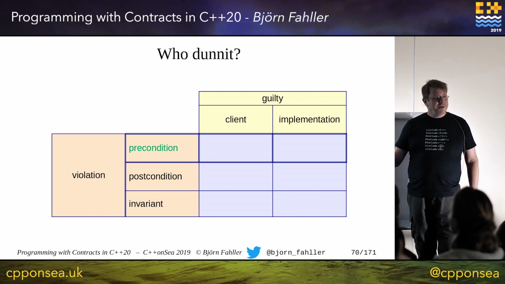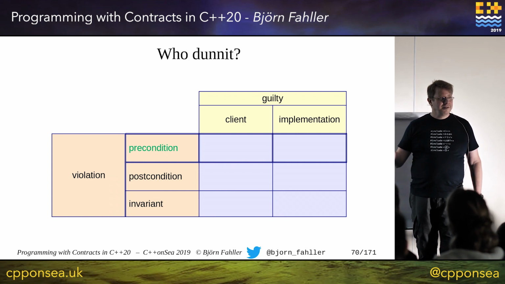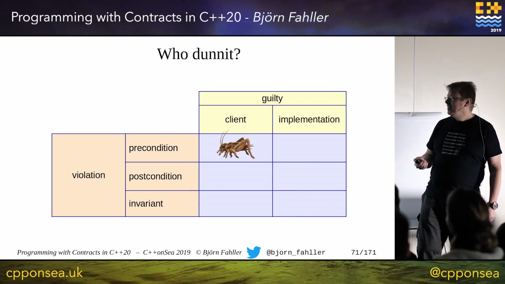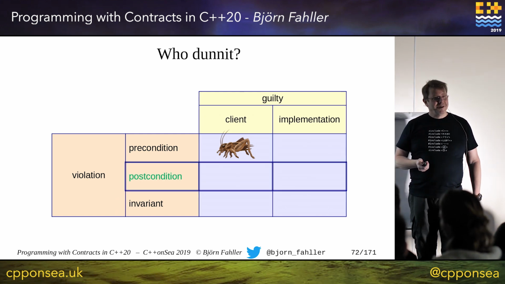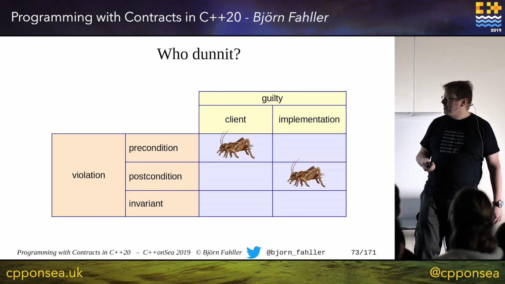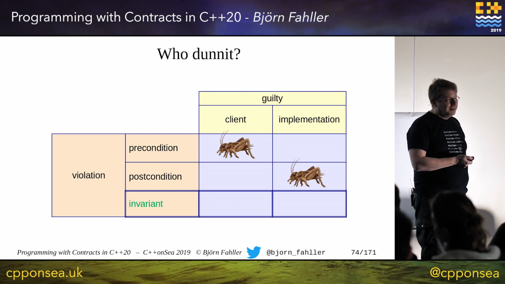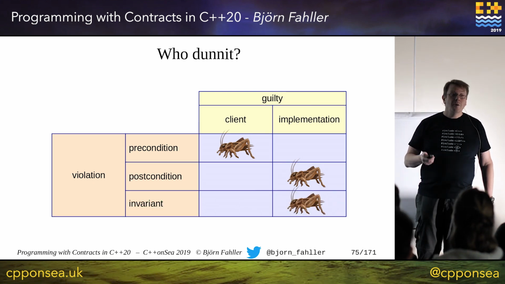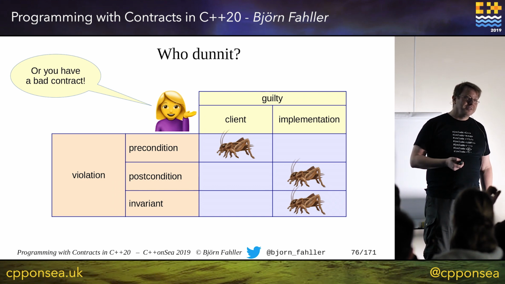Because if a precondition is violated, we have a bug in the client. If a postcondition is violated, then we have a bug in the implementation. Or if the invariant is violated, we have a bug in the implementation. Or possibly we have a really bad contract.